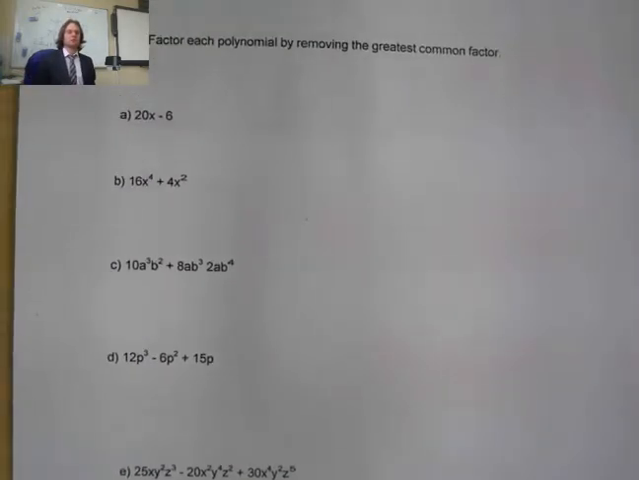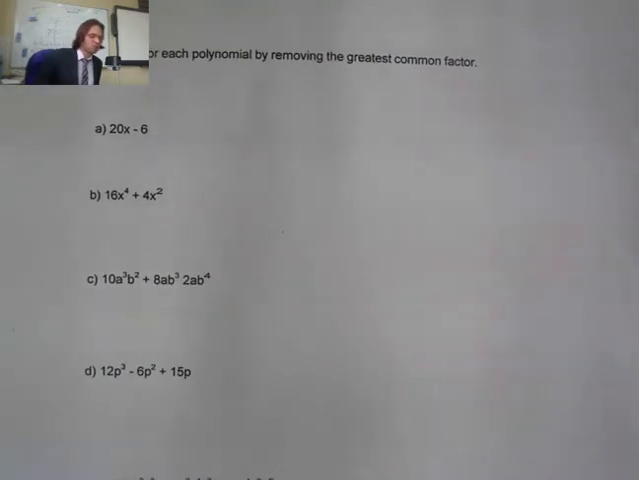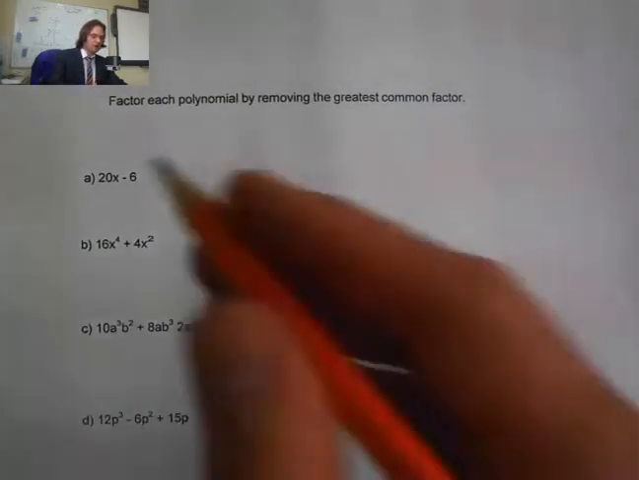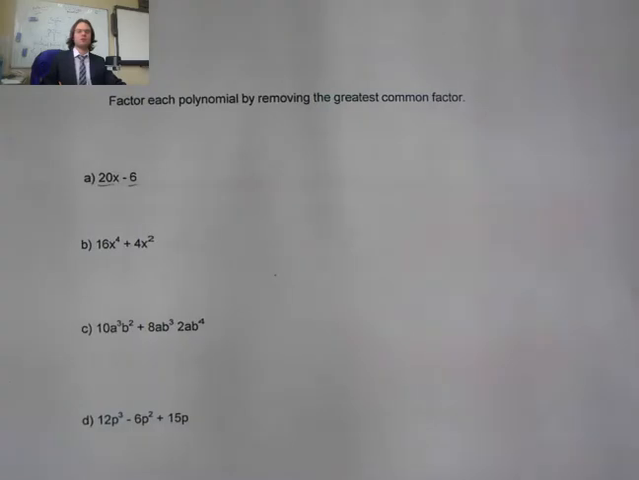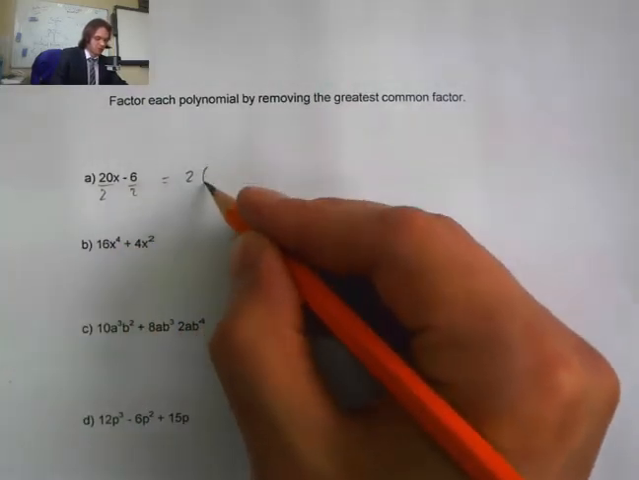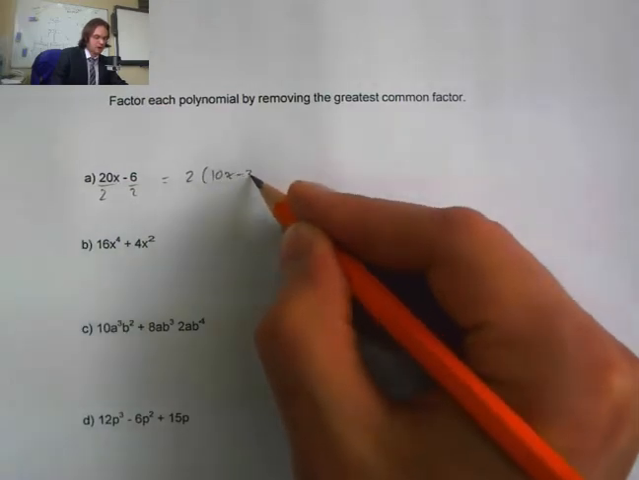All right, let's take a look at my next one here. It says factor each polynomial by removing the greatest common factor. Okay? So I want to remove the greatest common factor. So what's the biggest thing that divides both of these? I'm going to say 2. So that gives me 2 times 10x, subtract 3.